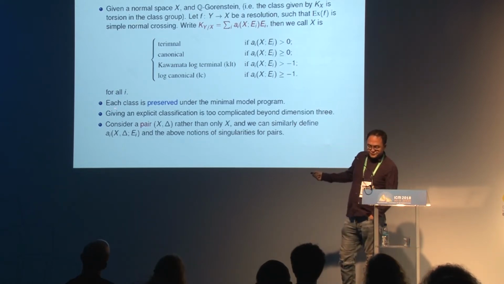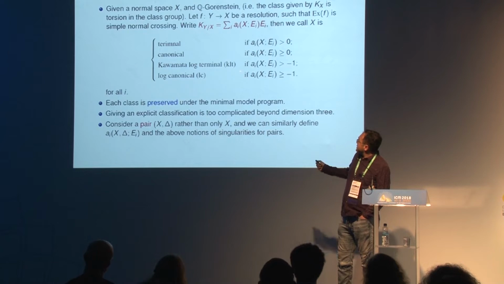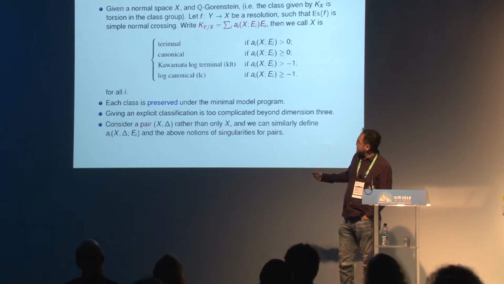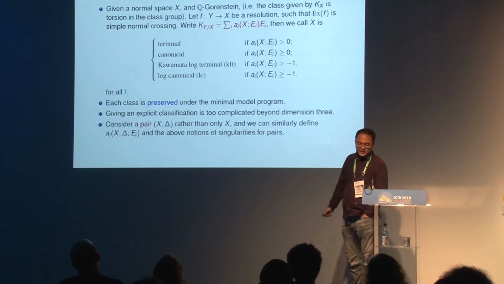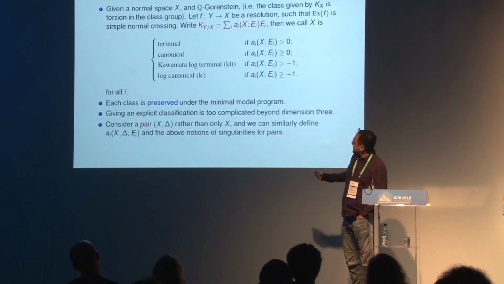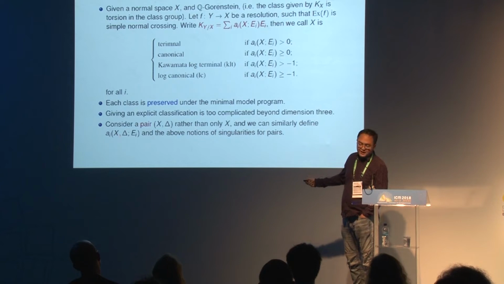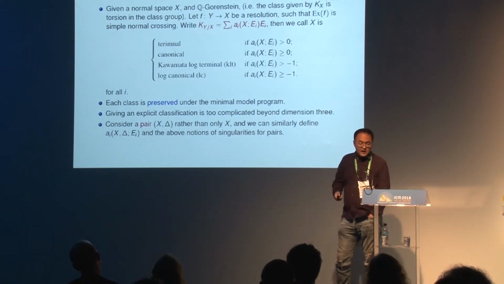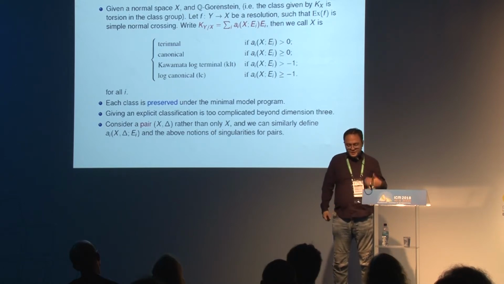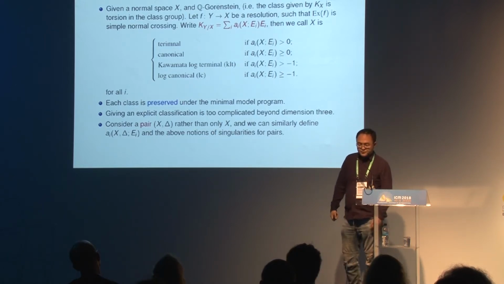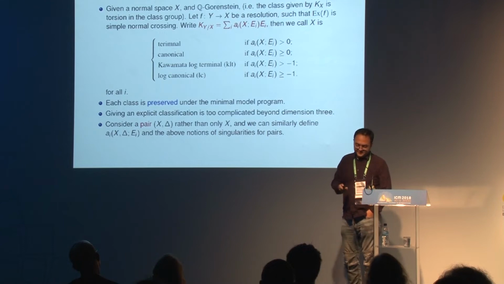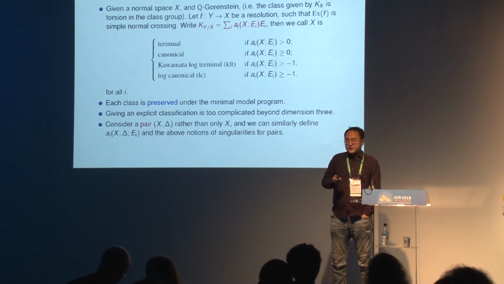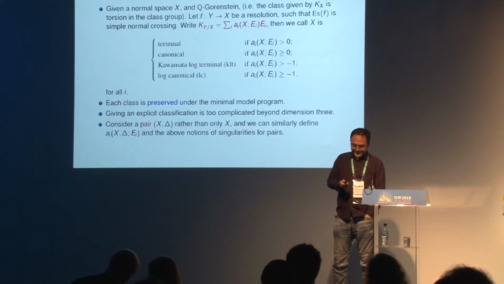Also, this was what I just said. We can define similar notions not just for X, but for a pair (X, Delta). And so similarly, we define this discrepancy function, and we define the classes of singularities based on this. And this kind of extension from a single variety to a pair actually gives us lots of flexibility. And I think this was realized also in the early 80s in minimal model program theory.